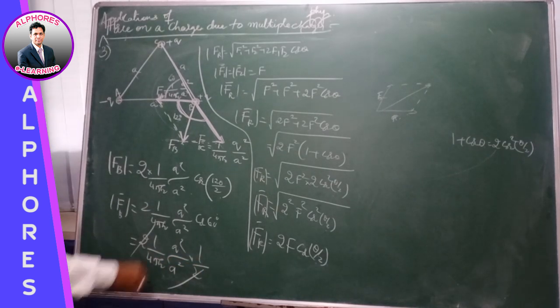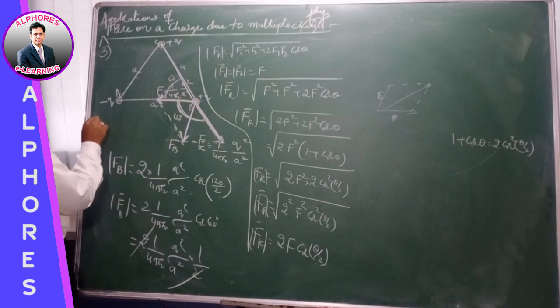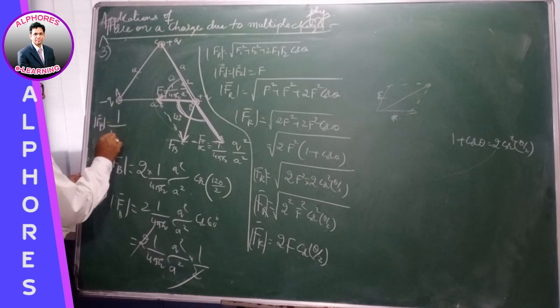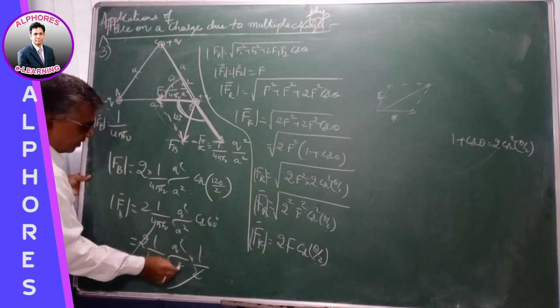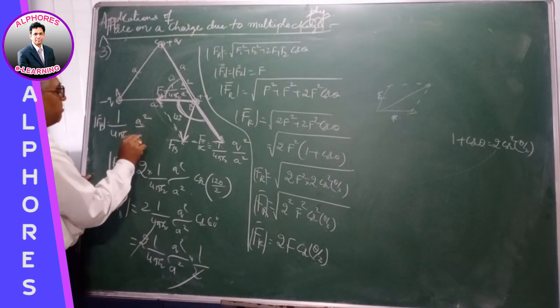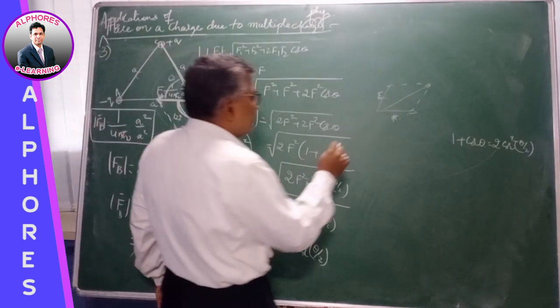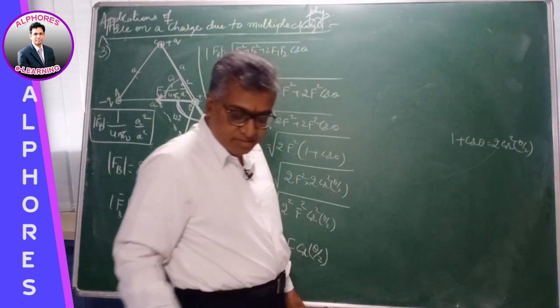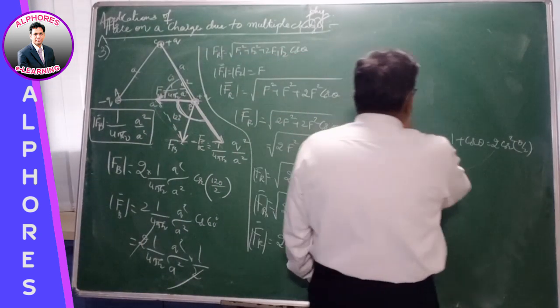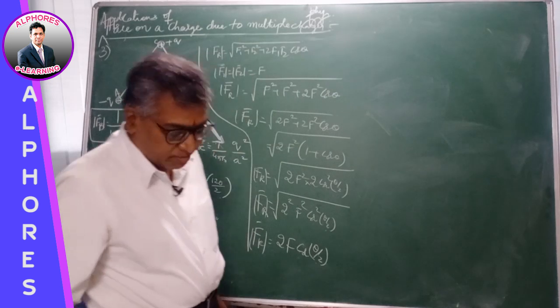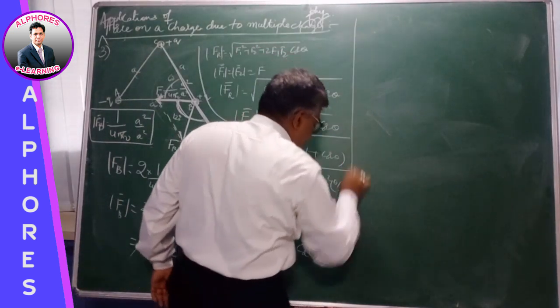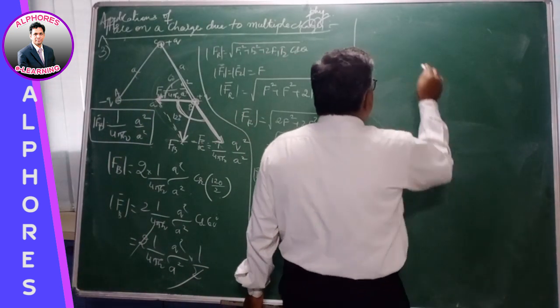So the resultant force on charge B is 1 by 4 pi epsilon naught q square by a square. Now this is the formula. Based on this, there was a beautiful question that was asked in one of the entrance examinations. Let me combine these two questions that we have studied.